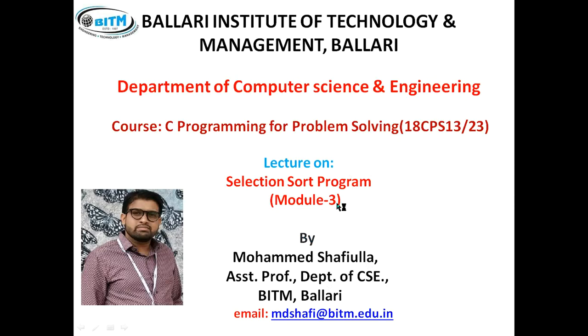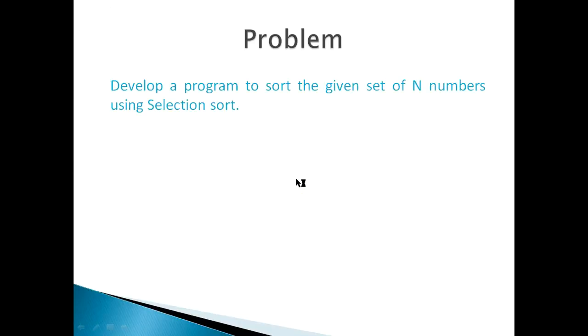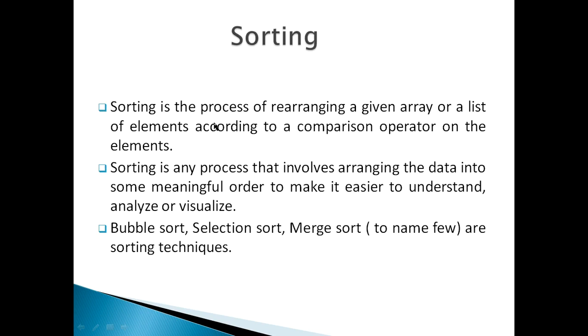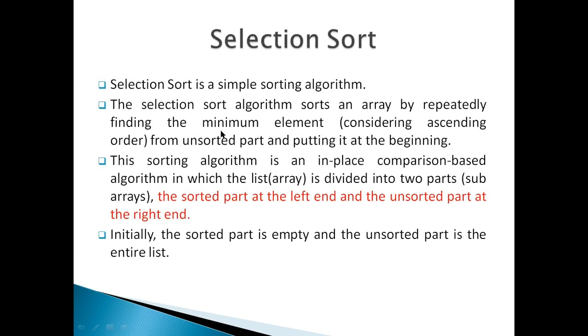In this session, I am going to explain the selection sort program. The problem here is to develop a program to sort the given set of n numbers using the selection sort technique. Sorting is basically a process of rearranging an array or a list of elements according to a comparison operator. Sorting involves arranging the data into some meaningful order wherein we can easily understand or analyze it. Bubble sort, merge sort, and selection sort are a few examples of sorting techniques.